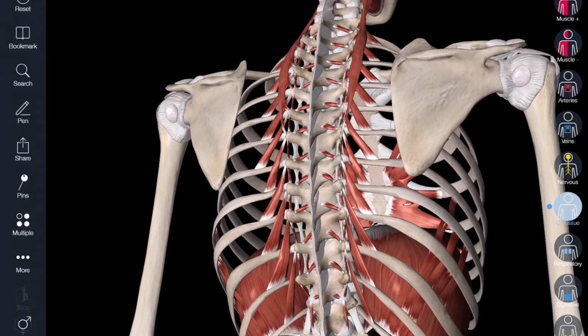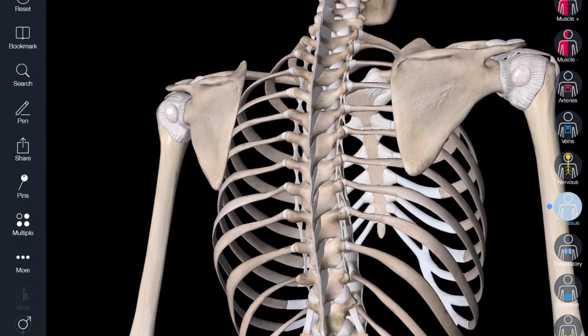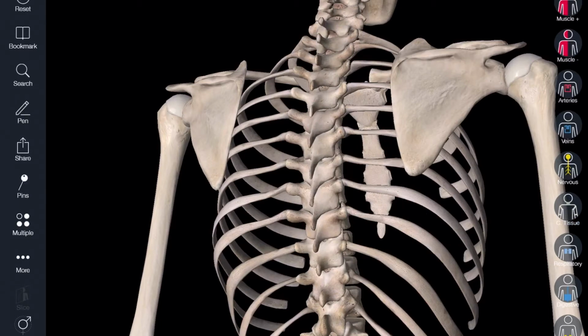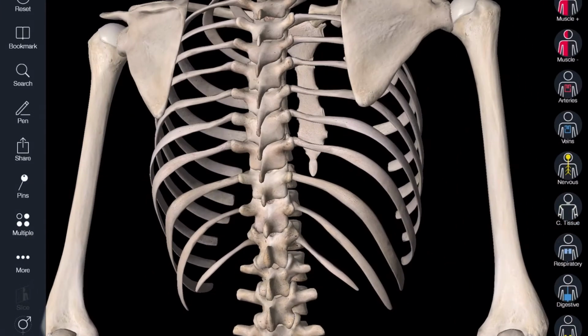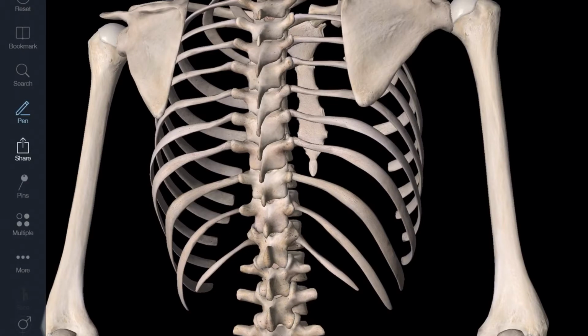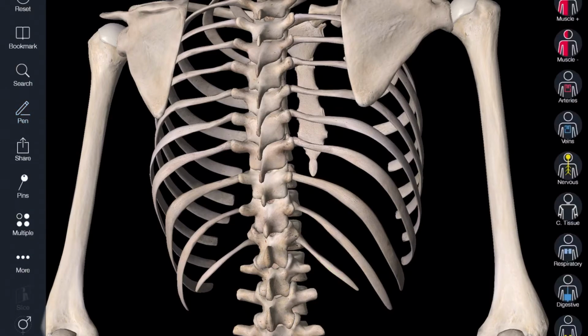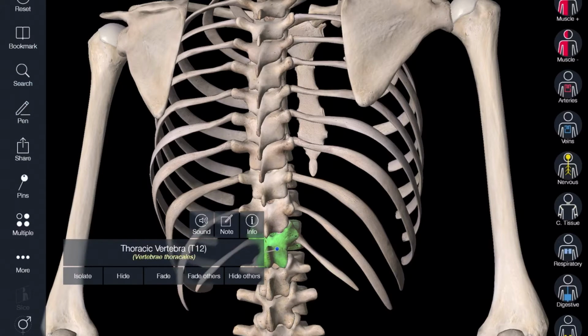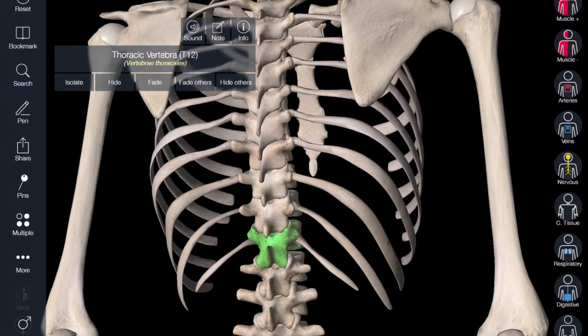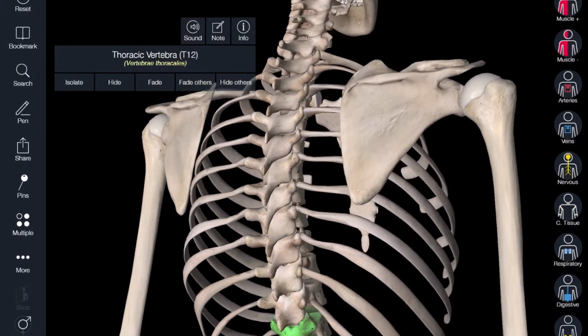Let's get rid of some more muscles so we can see it a little better. And let's get rid of the connective tissue. So there we can see here is rib 12 right here. And so the vertebra that rib 12 attaches to is T12. So there's thoracic vertebra 12. Okay, so the spinous processes from C7 to T12. That's the attachment for trapezius. So it seems like a lot of attachments, but it's not really difficult to remember.